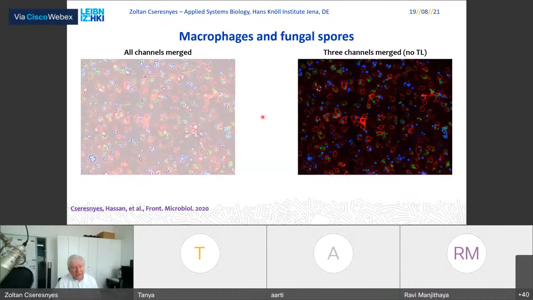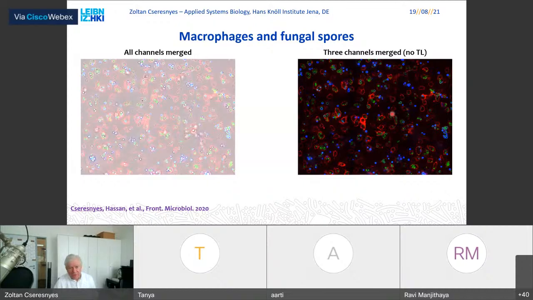So at the end, what we will have is four channels in a confocal microscopy image. I merged them together here, so this is what you would see. If you turn off the transmitted light, because that basically gives you a heavy background, then merging the other three components will give you this image on the right side of the slide. So you see the outline of the macrophages and you see the labeling of the fungi, both blue and green.